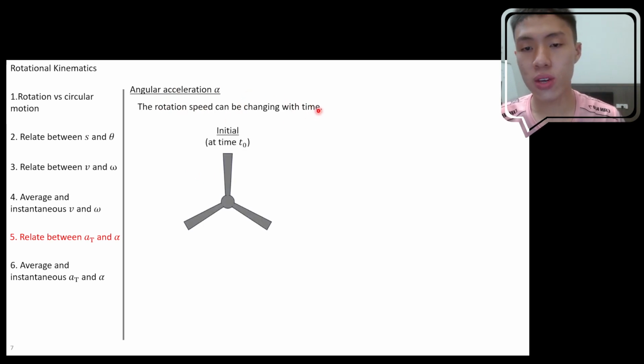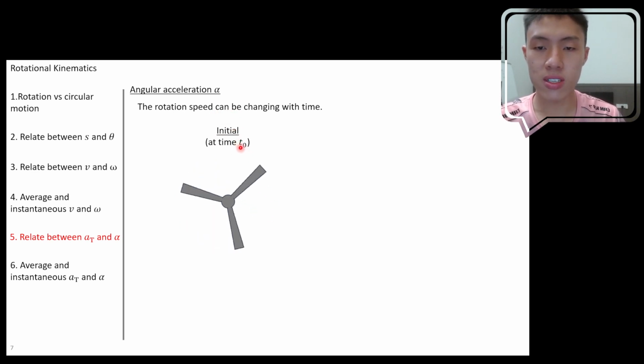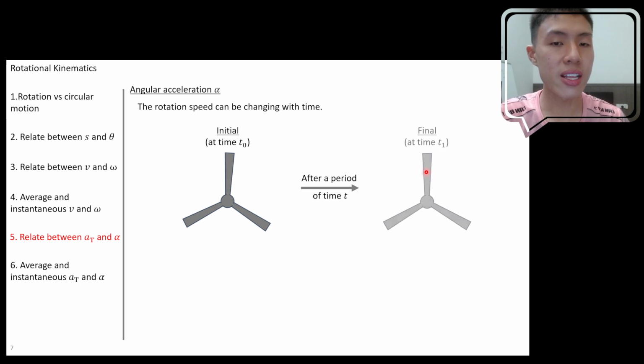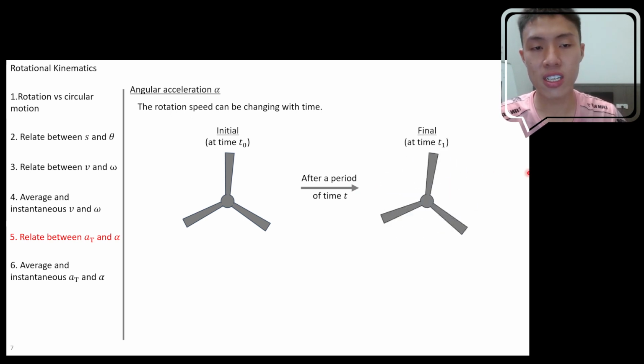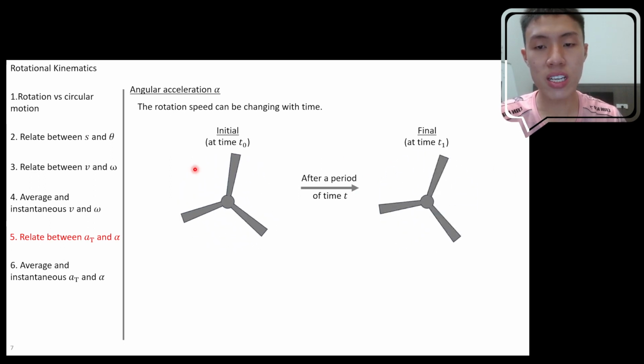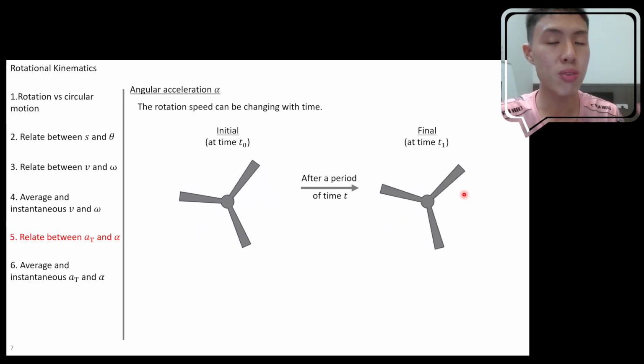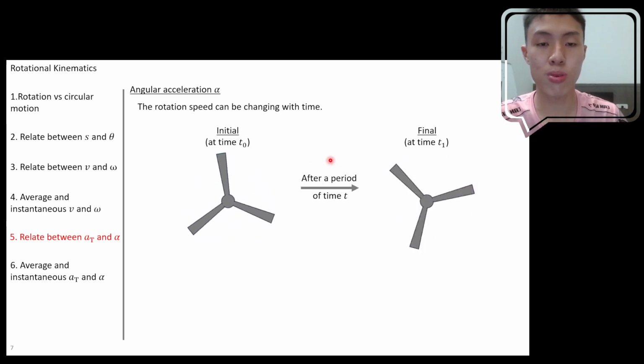Initially you can have a fan. So this is a fan. Initially at time equal to 0, you can see that it is rotating with a certain rotational speed. But after some time, you can change the speed of the fan. At a later time, you see that this fan is spinning at a greater speed. Initially it was slow, now it is fast. So you can see the rotation speed has changed throughout this period of time.